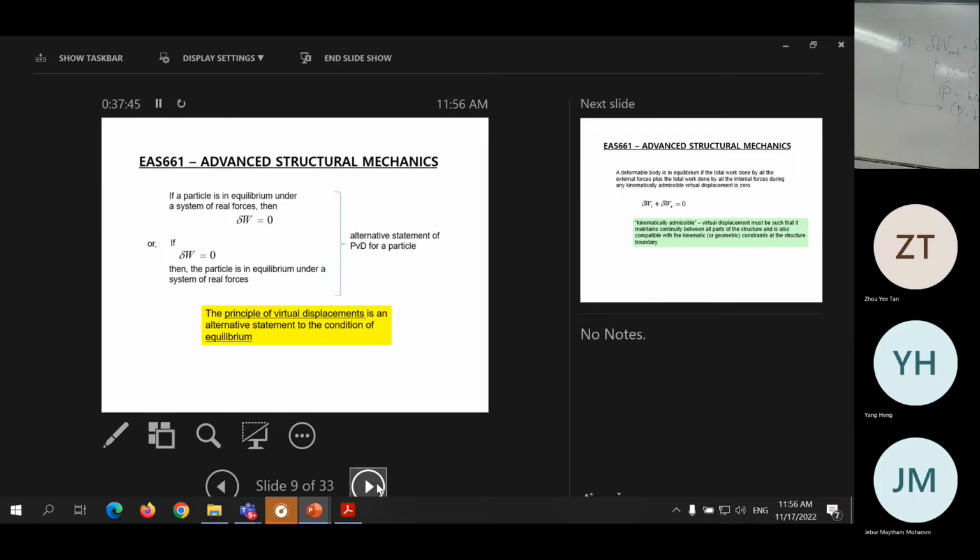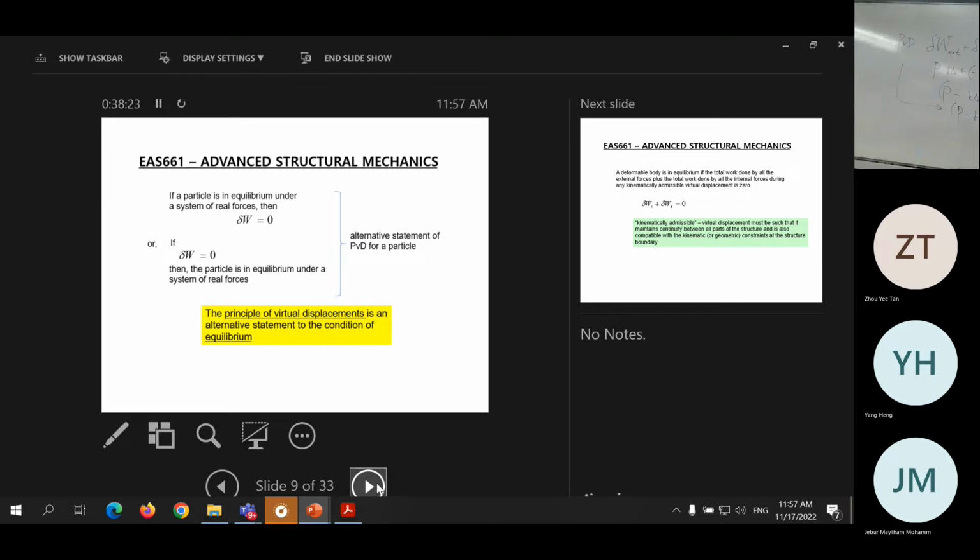We started with: if the particle is in equilibrium, then this is 0. It can also be the other way around, okay? If this is 0, we can prove that the particle is in equilibrium under a system of real forces. So it can go either way. If a particle is in equilibrium, this must be 0. If this is 0, then the particle is in equilibrium. Okay. These are the two alternative statements of how we define PVD for a particle.